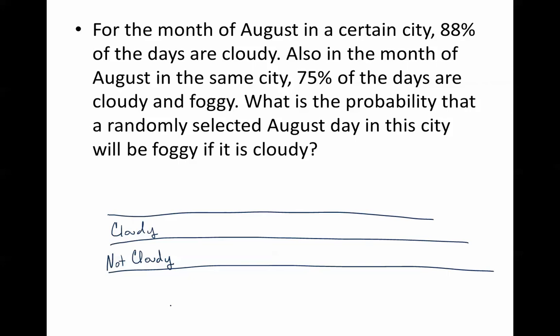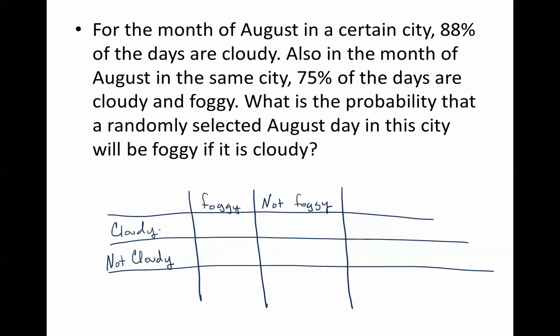Now the next thing we're given is that days are foggy. So we're going to put that event as a column in this table. So we know that some days will be foggy and others not foggy. And those two columns we know are independent as well. If it's foggy, it's not foggy. So those are independent. But certainly foggy and cloudy can happen together.